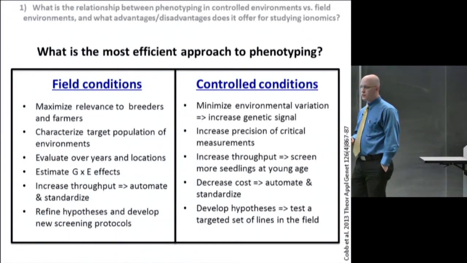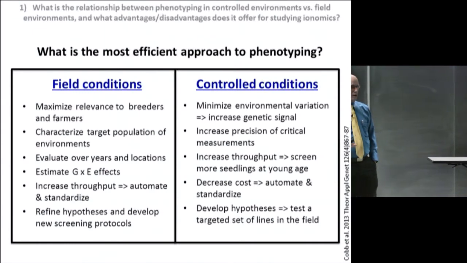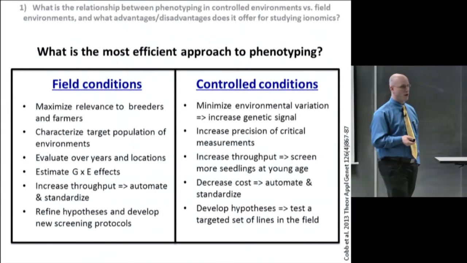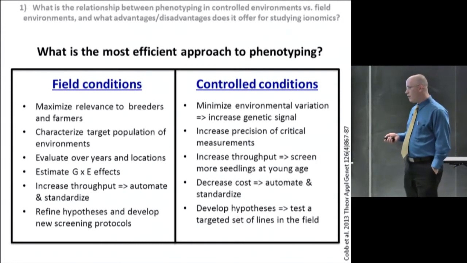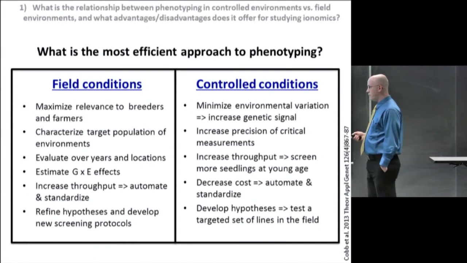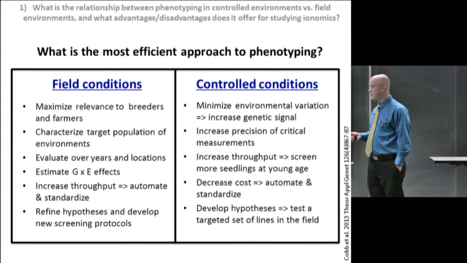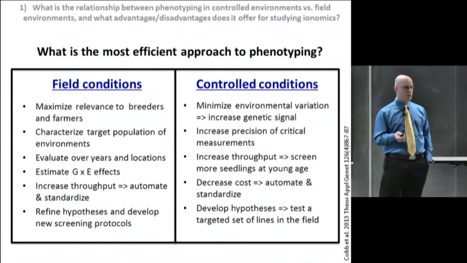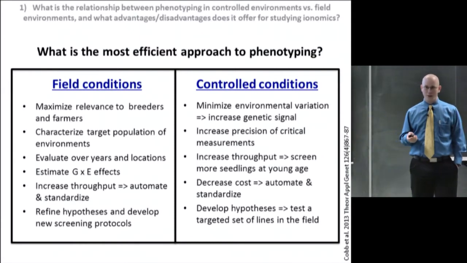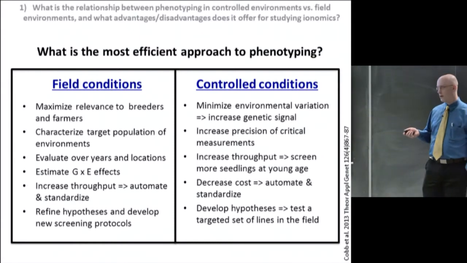So as we pondered this idea of mapping the rice ionome, we had to think a little bit about how we were going to phenotype these things and whether we were going to phenotype them under field or controlled conditions. They offer different advantages. The field conditions, most importantly, I think, maximize relevance to breeders and farmers and allow you to estimate GBI effects. But controlled conditions also allow us to minimize environmental variation, and for particularly ornery phenotypes like the ionome, this can be really valuable.